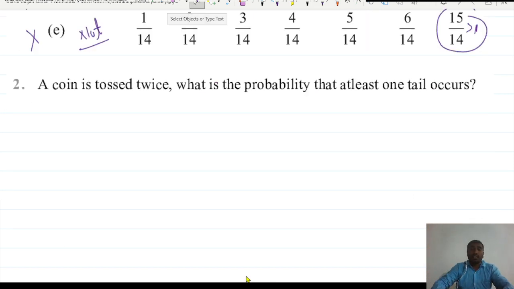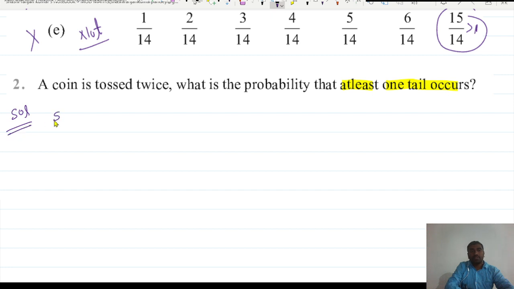Okay, so let us see the second question. In this question, what is given here? A coin is tossed twice. Find the probability that at least one tail occurs. Okay, so it is a very easy question. See how you can do it.